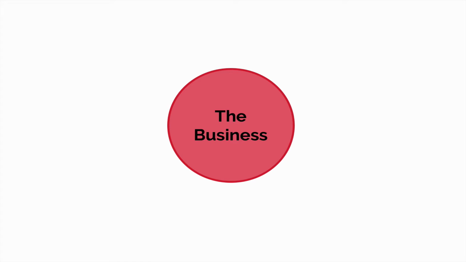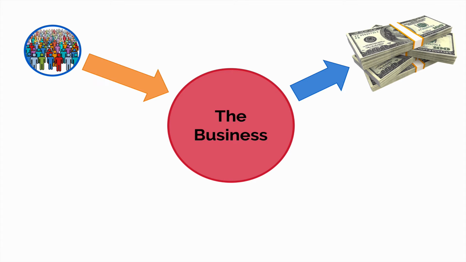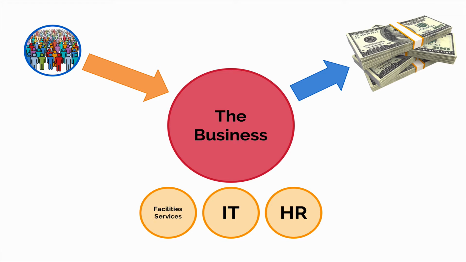Here we have a business. The business exists to make money. It might sell a product, it might perform a service, or it might educate students. It always has a main mission. It's users that run the business. Parts of the business are focused not on the main mission, but on supporting the users. A common one we see is IT. IT is a service provider that supports the users as they work on business in support of the main mission.